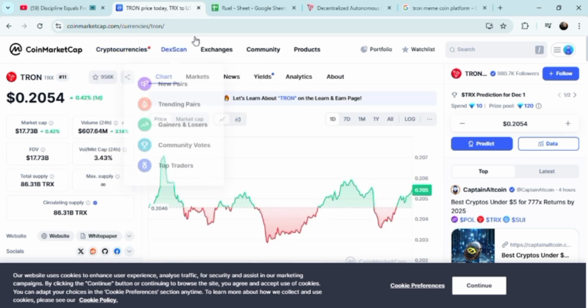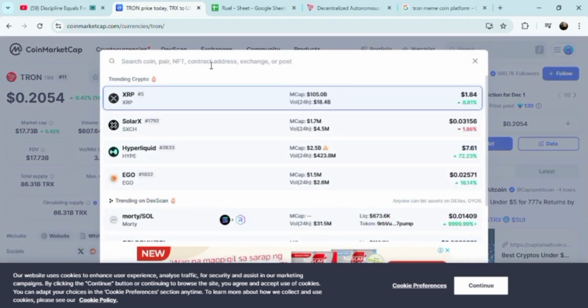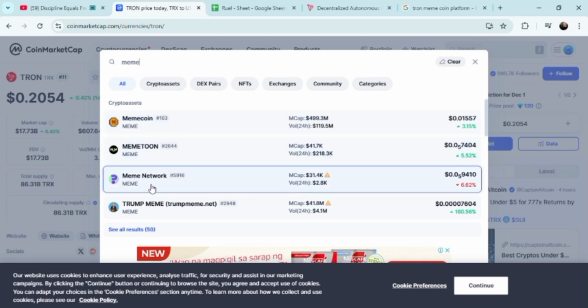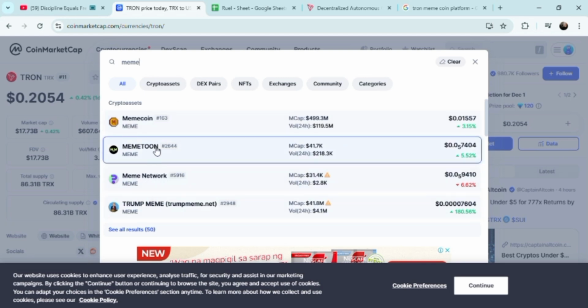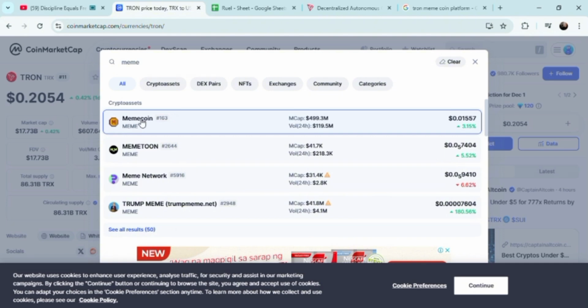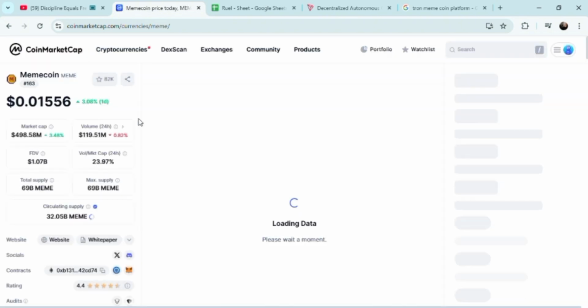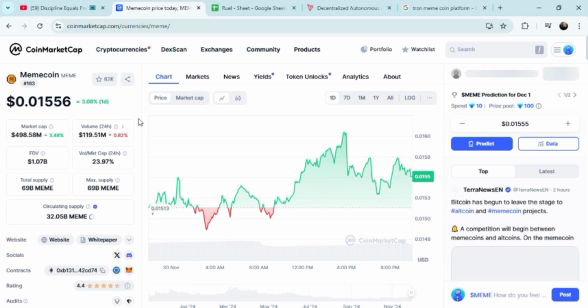On Tron, you can just click on search and search for the meme coin here. There's MemeTune, Meme Network, Trump Meme. So yeah, you can click on this one and just wait for it to load a little bit here.